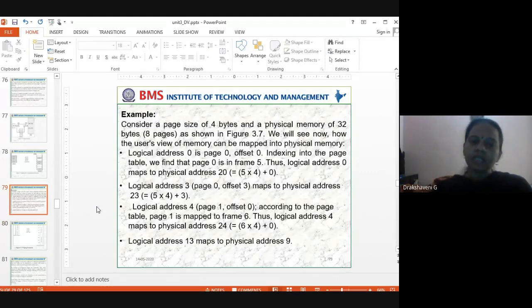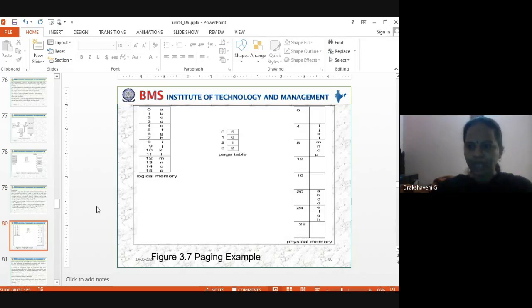In the same way, logical address 4 means page 1, offset 0. In the page table, the frame number is 6. So 6 into 4 plus 0 is 24. That is how we calculate this paging example.